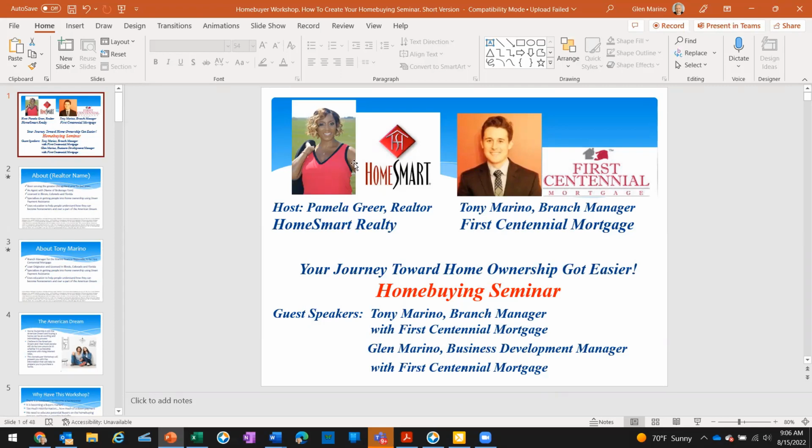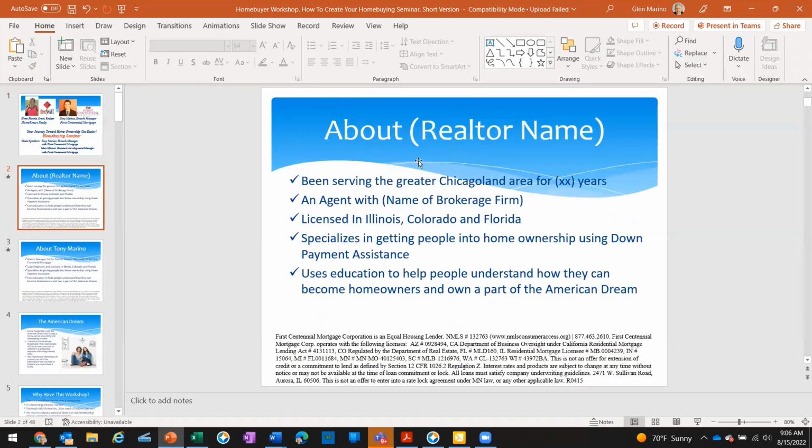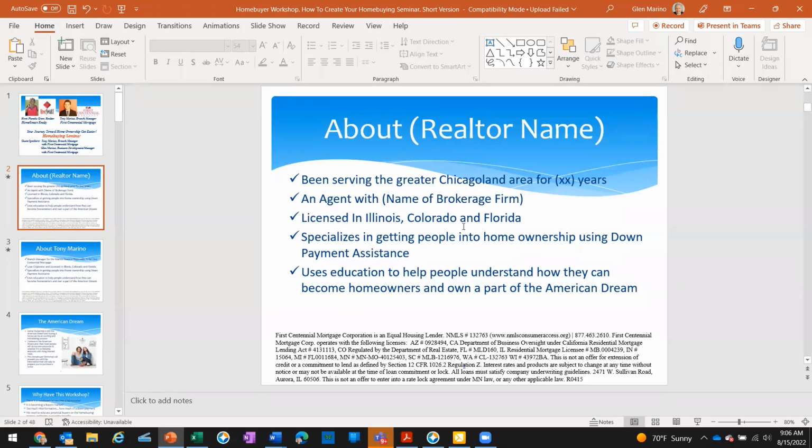Obviously, we would change out your picture, your company's logo, and your name and your agency's affiliation. We'd put information about the realtor here, about how you've been serving the greater Chicagoland area for so many years, that you're an agent with, say, HomeSmart Realty. Where are you licensed? Illinois, Colorado, Florida, maybe you're in Indiana, Wisconsin. You specialize in getting people into home ownership using down payment assistance, and you use education to help people understand how they can become homeowners and own a part of the American dream.